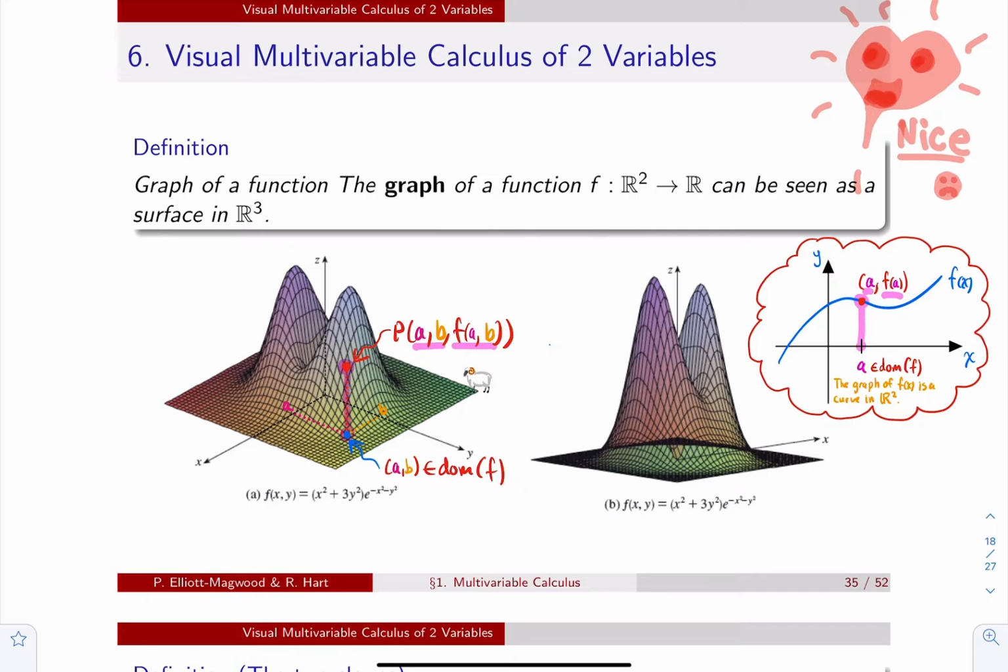But anyways, just to recap, the set of all points (a, b) in the domain, with f of (a, b) being the z coordinate, is going to give you a surface. So the graph of a function of two variables is just a surface in space. Okay, so in R3, just like the graph of a function of one variable is just a curve in R2.